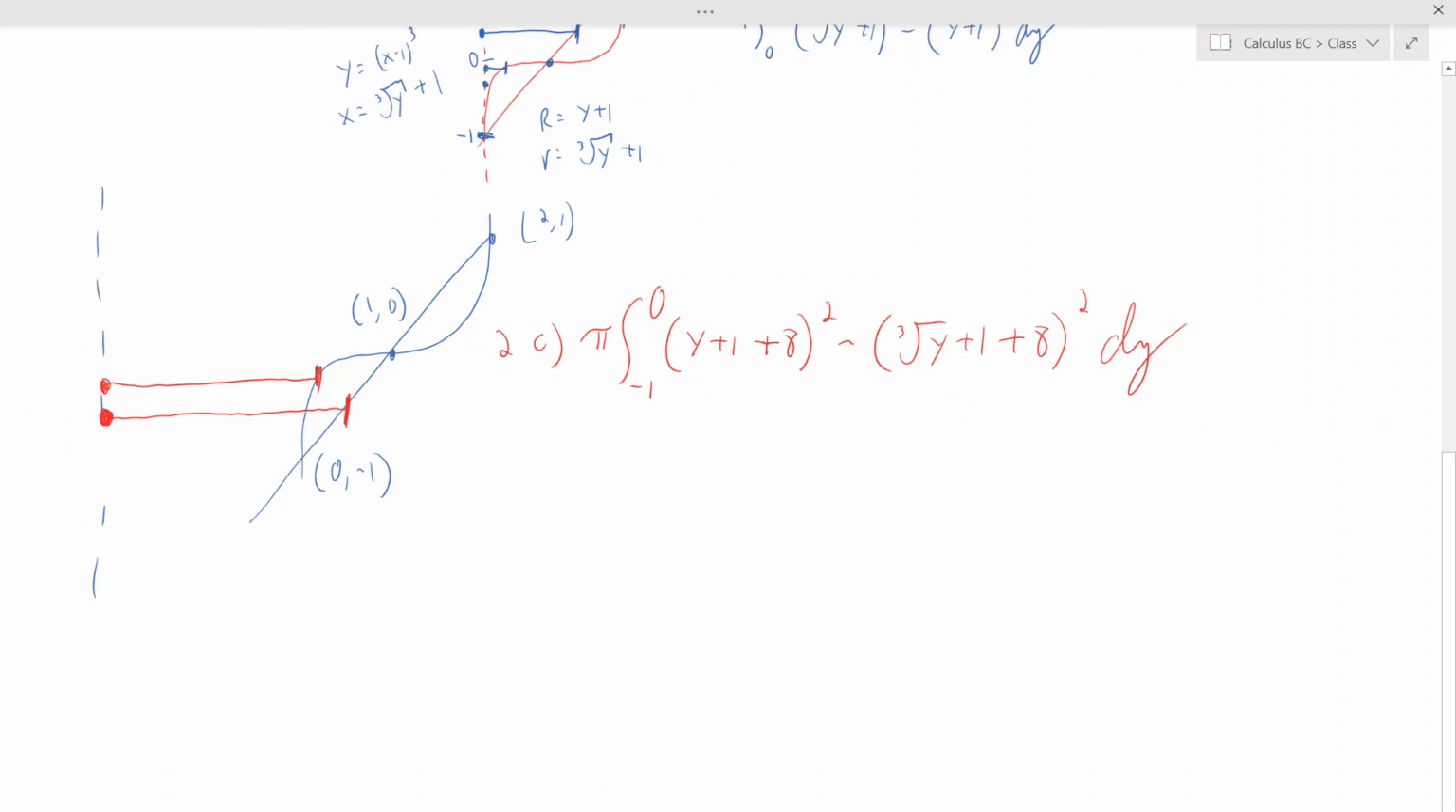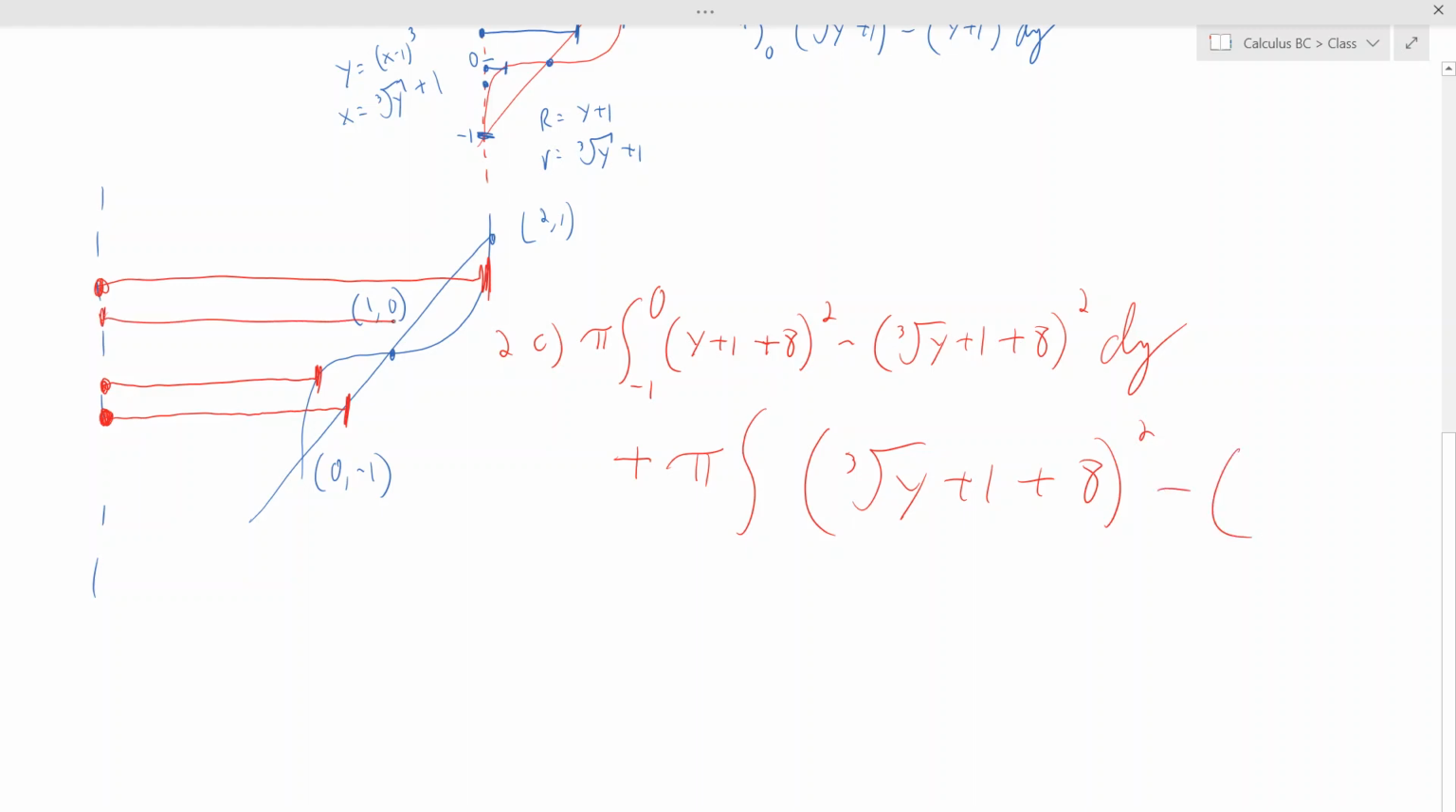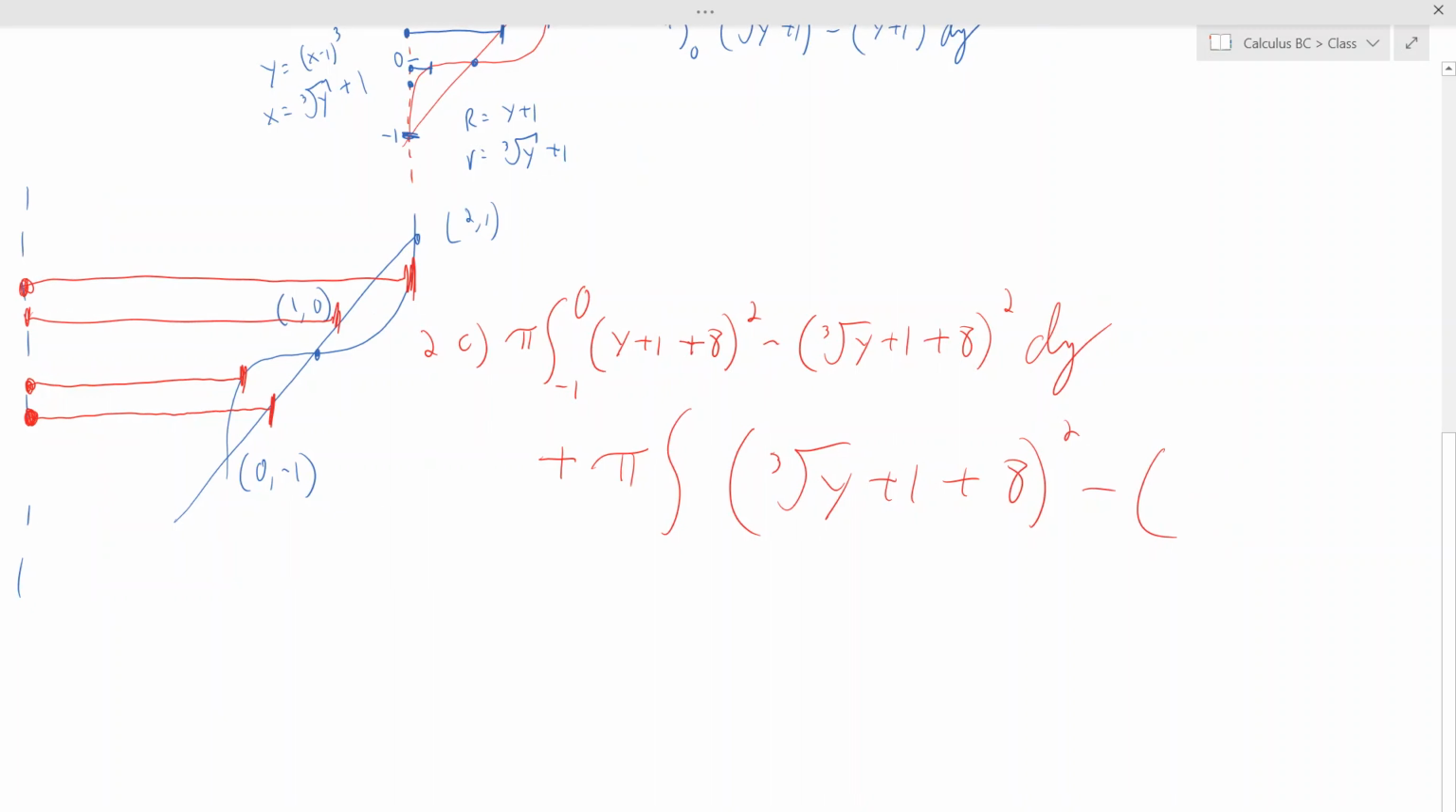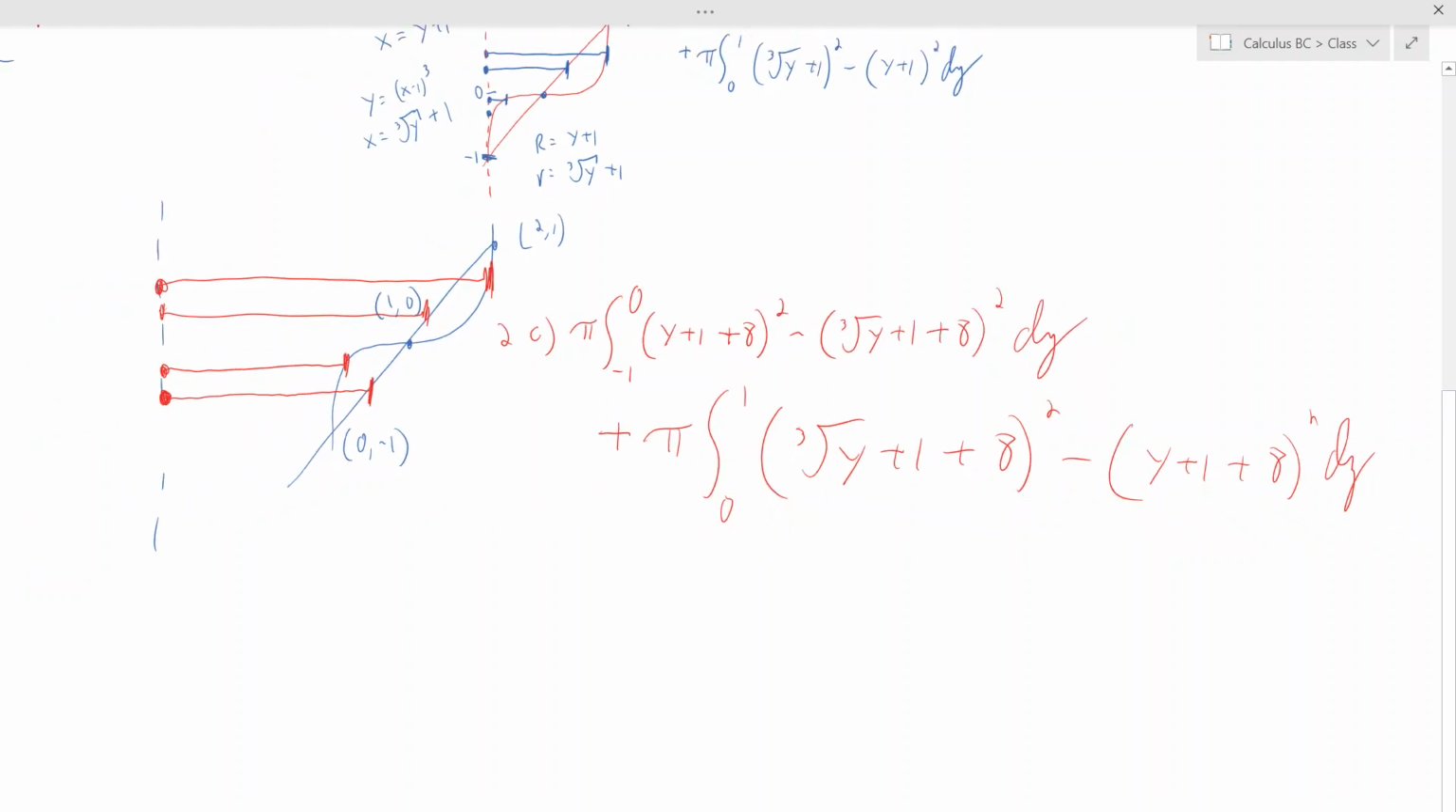And then we got to rotate the second piece up there. So plus pi times the integral. Again, pencil on the axis, draw to the outside. So that's the cubic. So that is the cubed root of y plus 1 minus -8 squared minus this little r is going to be this line. So that's going to be y plus 1 minus -8 squared dy. And that's going to go from 0 to 1, because that's the y value going from 0 to 1 there.